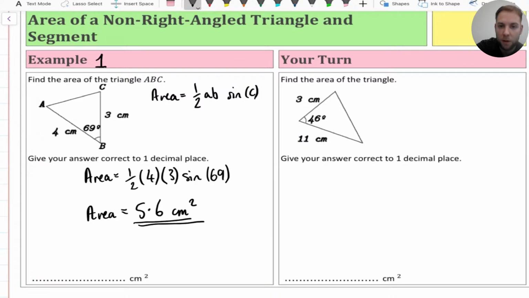Okay, so if you've got that one down, have a go at the one on the right-hand side. Have a go at this one on the right, nice and straightforward, and once you've got your answer, pop it in the chat.